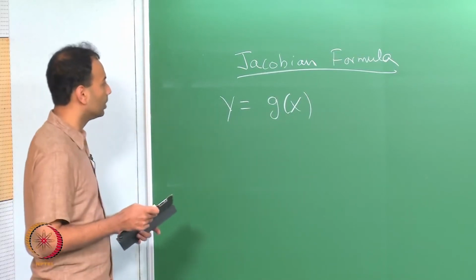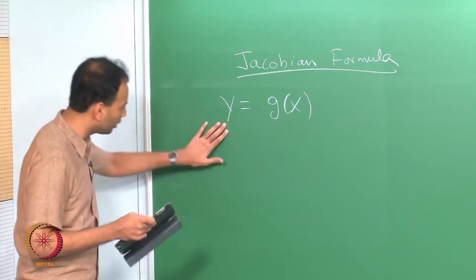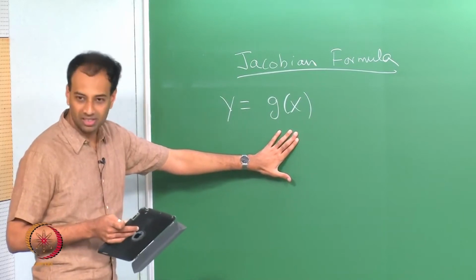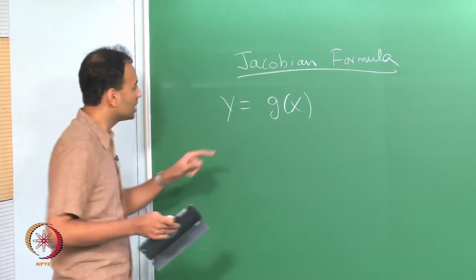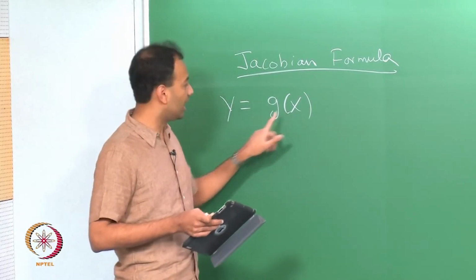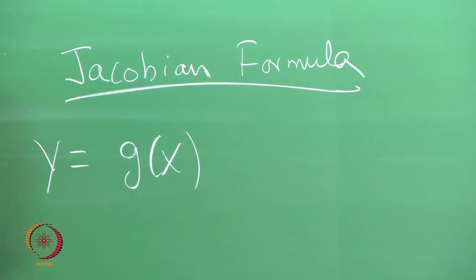Today I am going to derive a formula for the density of y given the density of x under some fairly special circumstances. The special circumstances are that x is a continuous random variable, so it has a density, and g is an invertible differentiable function. Okay.